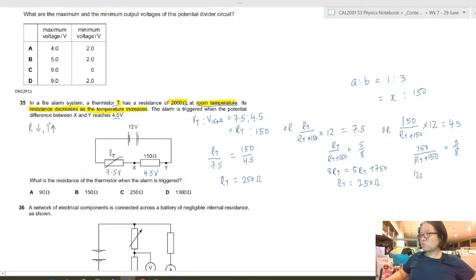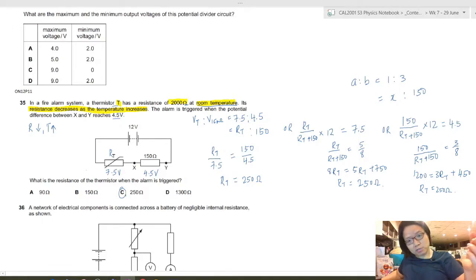So here I'm going to take 8 multiplied by 150, so I'll get 1200 is 3 RT plus 450. Is it? Yep. So I will get RT as 250. Do whichever you want as long as you arrive at the answer. This is why it can get very confusing if you're looking at a textbook, because they're not consistent in their method, because this one is a matter of preference. Everyone has different preferences.